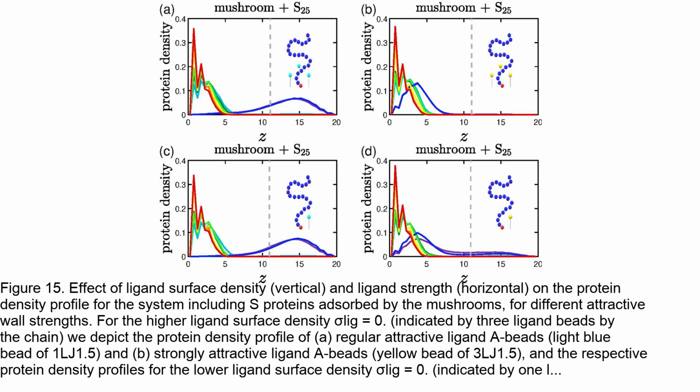The figure also demonstrates the importance of attractive A beads in promoting protein adsorption. It shows that systems with attractive beads, whether located in the middle of the backbone, at random positions, or as ligands, have higher adsorption percentages compared to systems without attractive beads. The figure further highlights the role of the strength of the attractive wall in protein adsorption, with higher attraction leading to higher adsorption percentages. Overall, Figure 15 provides valuable insights into the factors that influence protein adsorption on polymeric surfaces.